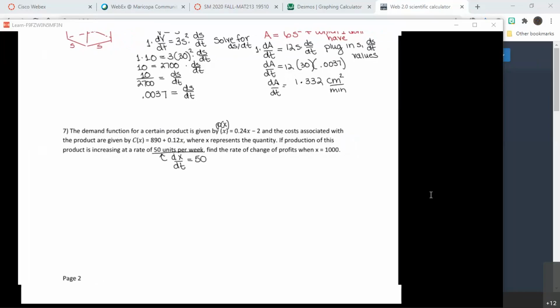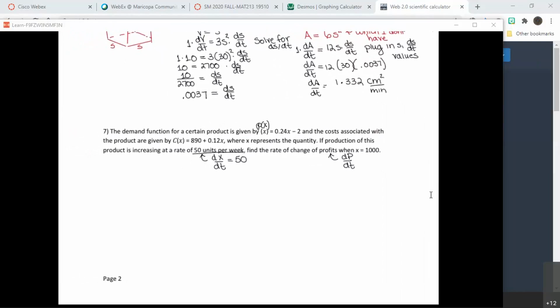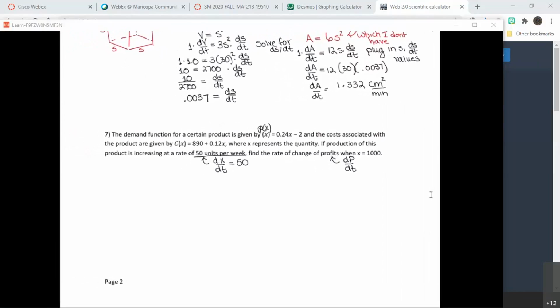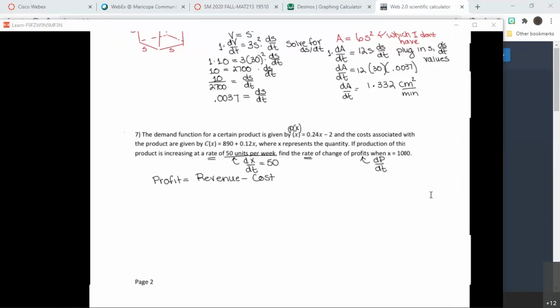Find the rate of change of profits when X is 1,000. So again, look for the word rates. These are both changing with respect to time, so I'm thinking maybe implicit differentiation. But the first thing I need is a profit equation. That's revenue minus cost. They gave me a cost equation, so I'm good there. I don't have a revenue equation, so I have to build one.